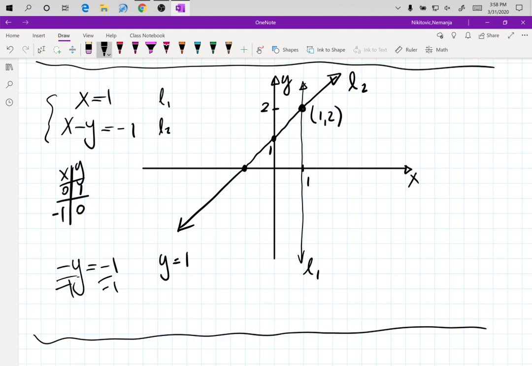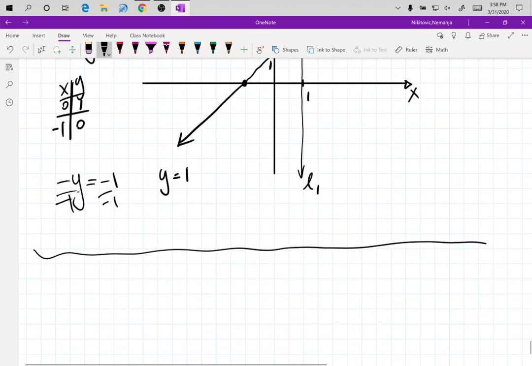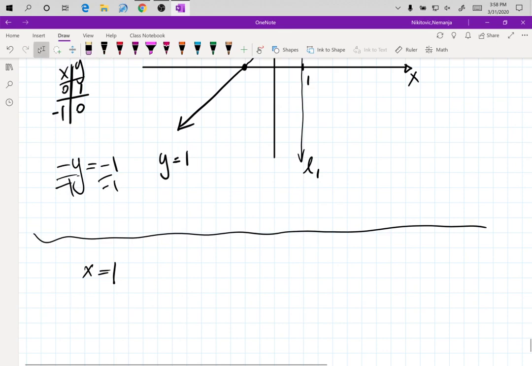The next part is to take a look at the substitution method. So this problem can also be solved with the substitution method.